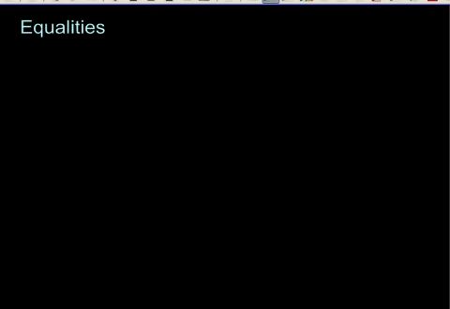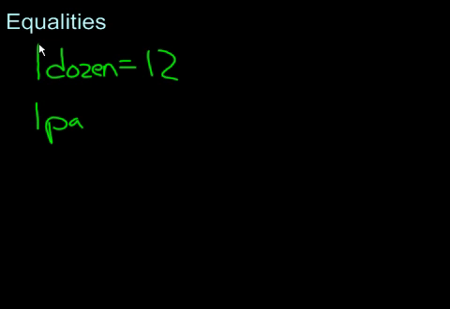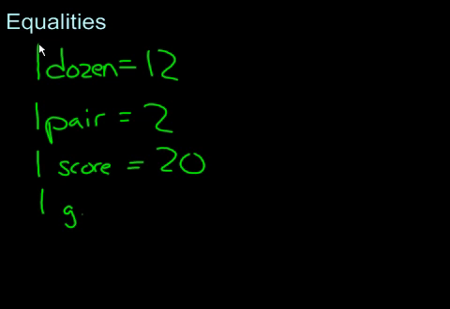Okay, we're going to talk about equalities now. This is the super mega important part. This is the beginning of conversion factors. Essentially, an equality is simply two things that equal each other. I mean, that's what equality means. So like 1 dozen of something is 12. 1 pair is 2. One that you're probably not as familiar with, 1 score is 20. That's like from Abe Lincoln's "four score and seven years ago." Score is 20. 1 gross of something is 144. That basically means a dozen dozen.